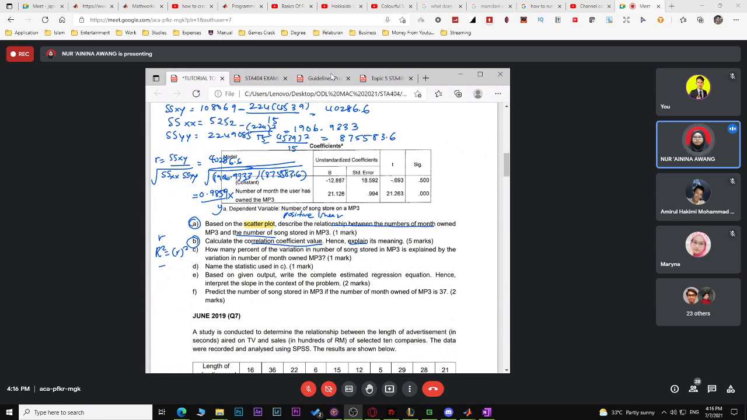Okay, so later you will get the value, after squaring, 0.9720. So make sure you write your coefficient of determination in decimal. Okay, do it in decimal, and then you interpret. So how to interpret? So just, what is it called?